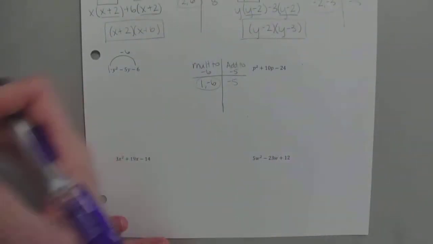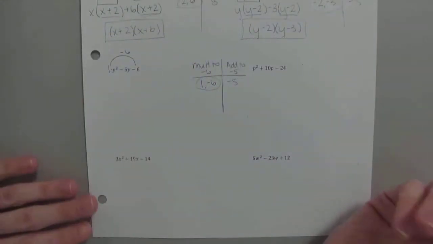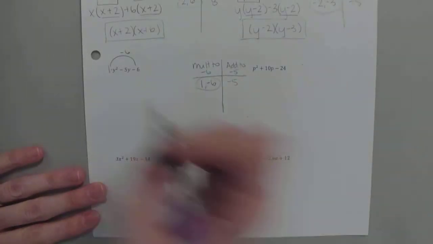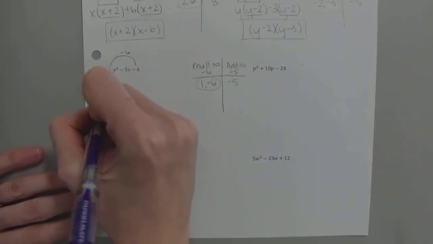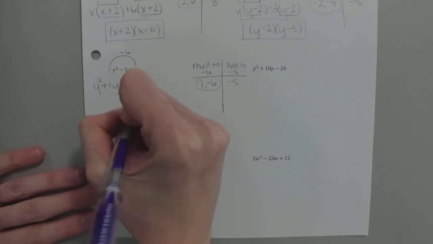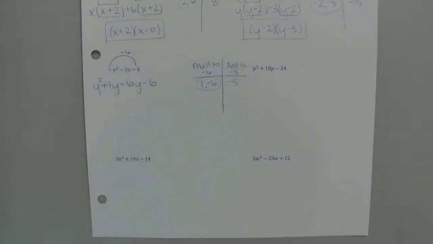What do 1 and -6 add up to? -5. There he is, right there. Say you didn't get that right off the bat, you might try 2 and -3, but that adds up to -1. All right, so does it matter what order I put these? No. Y squared plus 1y minus 6y minus 6. Yes, I just put a coefficient of 1 there. And again, I like it because it lets me know what remains when I factor out that common term.